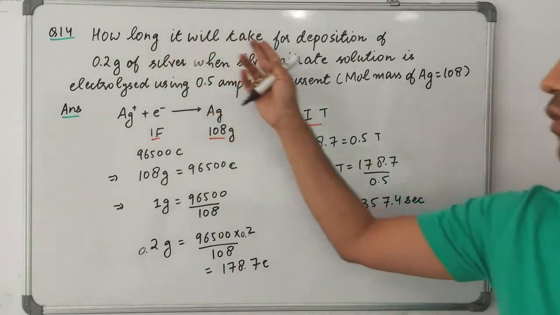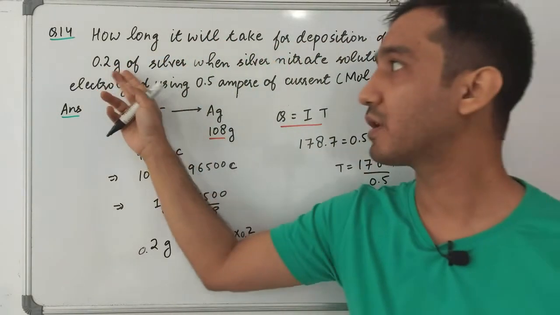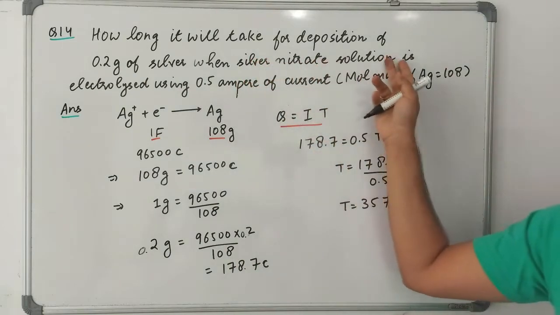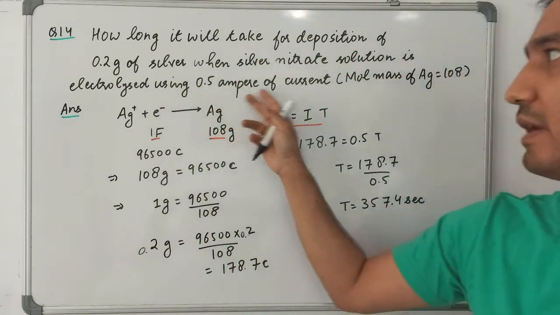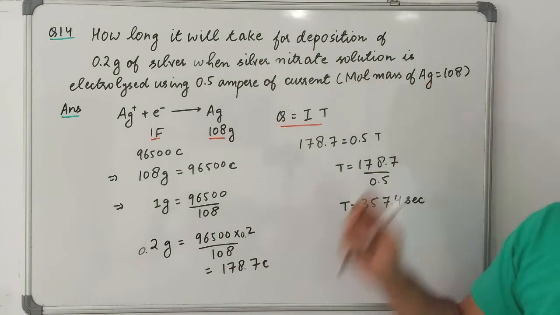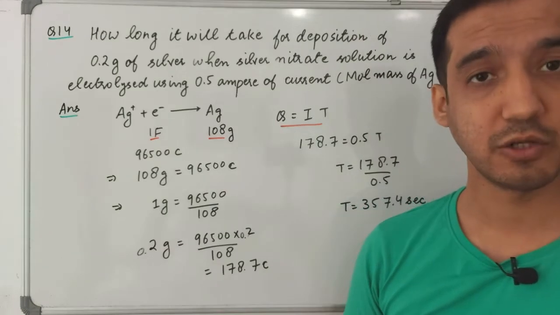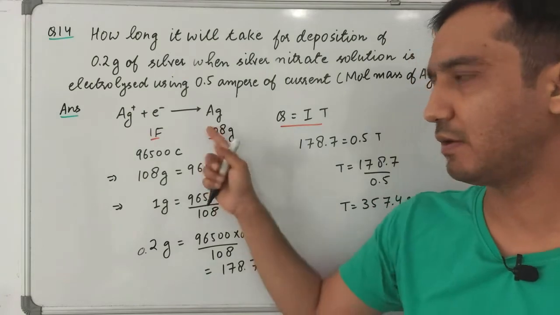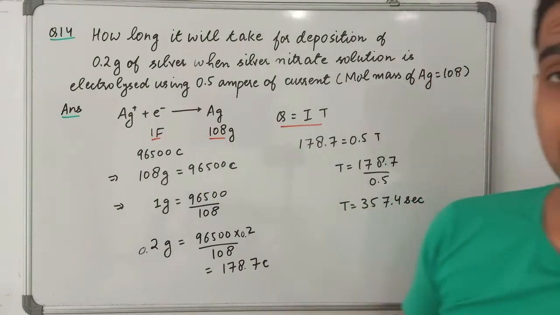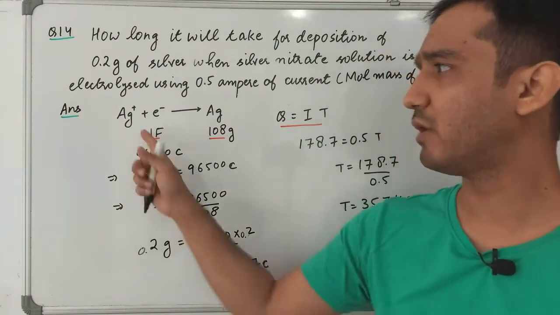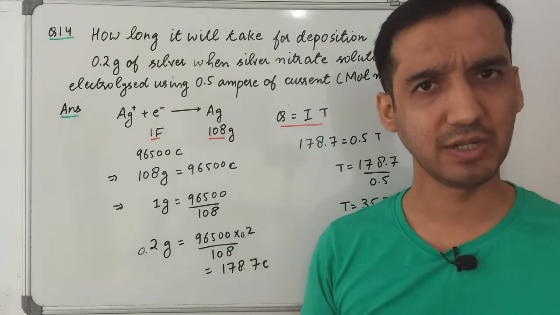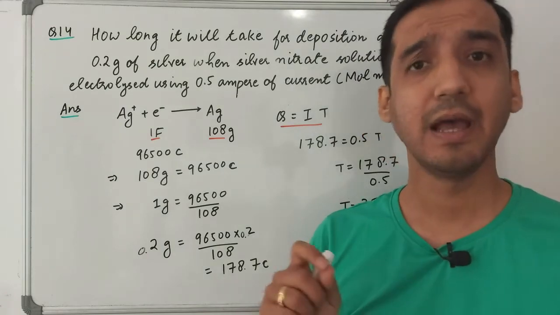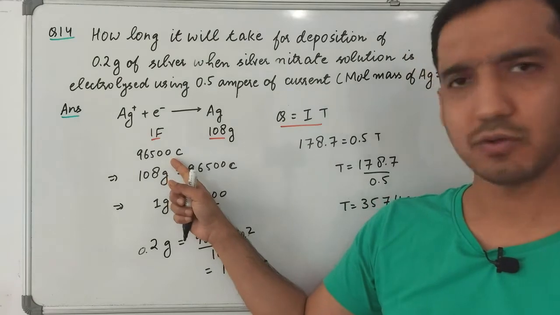How long will it take for deposition of 0.2 gram of silver when silver nitrate solution is electrolyzed using 0.5 ampere of current, and molar mass of silver is 108. Suppose you have silver in the solution, silver ion, it is present as Ag+. It will gain 1 electron to form silver. Suppose you want to deposit 1 mole of silver, then you require 1 mole of electrons, and 1 mole of electrons is called 1 Faraday, and it is equal to 96500 coulomb.